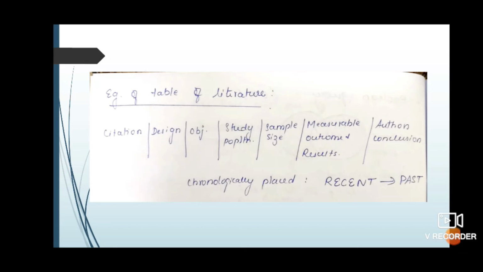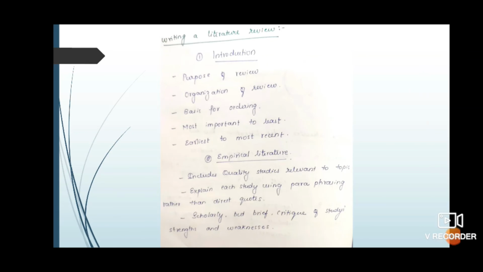And our search should go from recent to past, to be more updated in that field. We then summarize these tables to look at what the gaps in knowledge are, what we have to include, and what methods we can incorporate to make the study easier. And then we have to write a literature review.